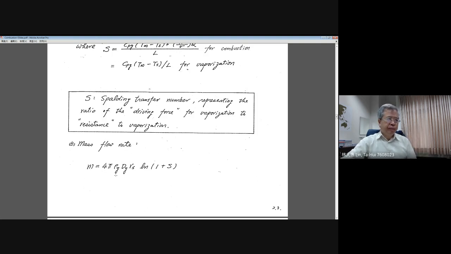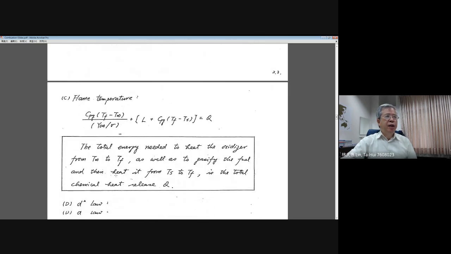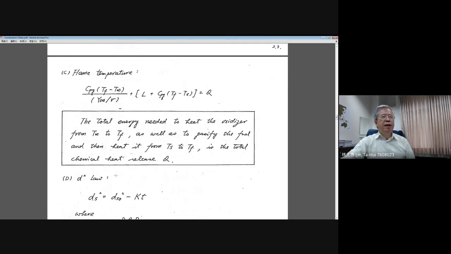Okay. And the next equation is very interesting and very important. It gives you the energy balance for a given flame. Okay, now you have a diffusion flame, right?